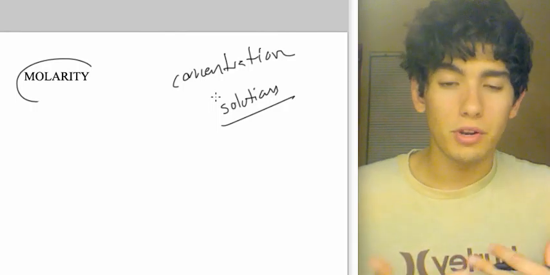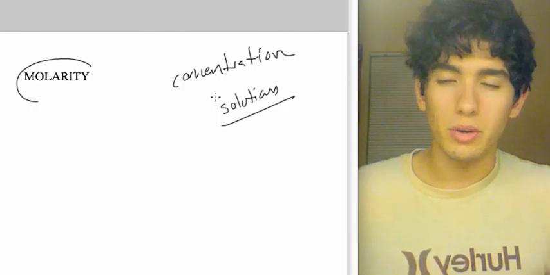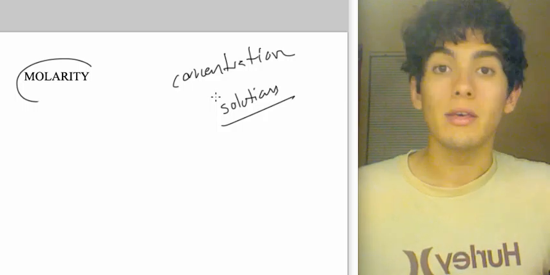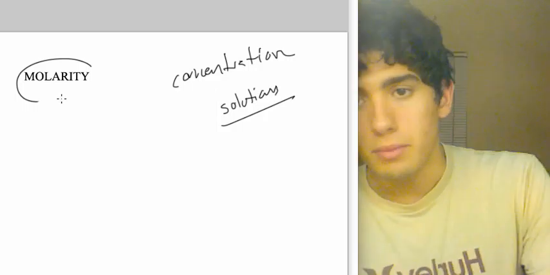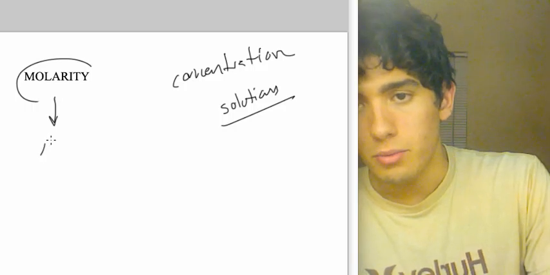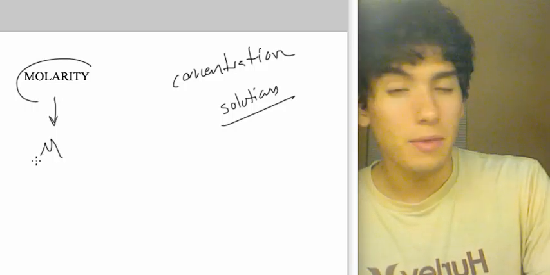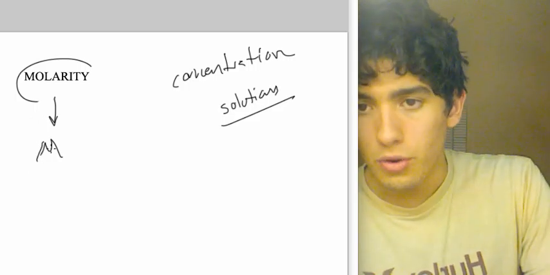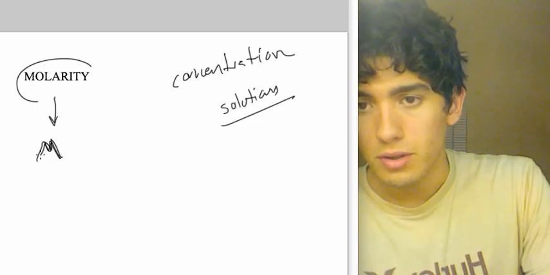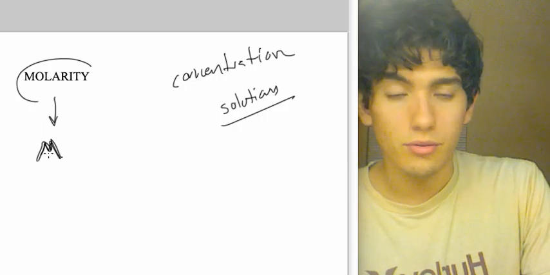If you look around in your lab at the bottles full of liquids, you'll see that usually they are measured in terms of molarity. Molarity is denoted with a capital M. And if you've seen this capital M, then this is what it means all along. Now you know.